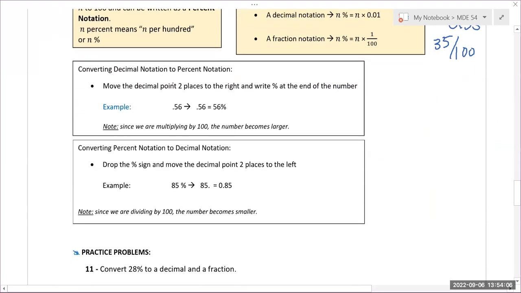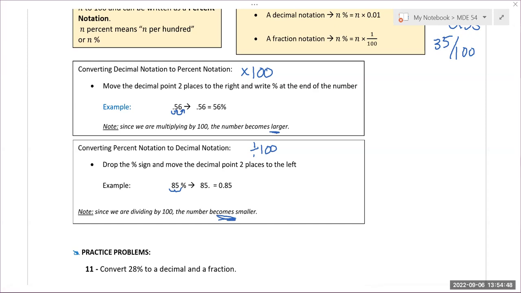Now, an easy way to do it is if you're converting decimal to percent, you can multiply it by 100, move the decimal over twice. It becomes bigger. If you're going backwards, percent to decimal, move the decimal twice, but it becomes smaller. So essentially decimal to percent, you're multiplying by 100. So you're taking that decimal and going 1, 2. Whereas percent to decimal, you're dividing by 100. So you're taking it and going 1, 2. Decimal to percent, number gets larger. Percent to decimal, number gets smaller.